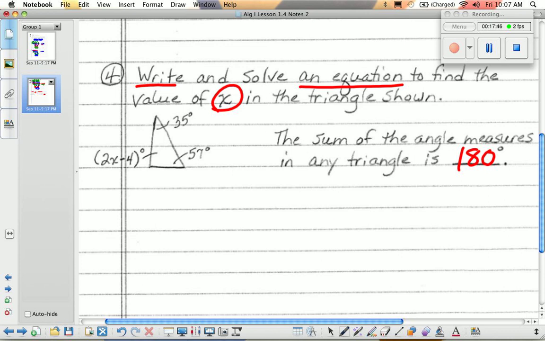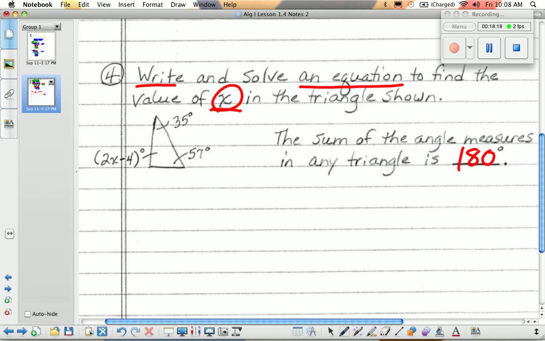Okay? Well, then, since we know that, and they gave us a picture with some angle measures, anybody think they know what kind of an equation we could set up here to help us solve for x? That's what we're solving for. It says solve to find the value of x. The sum of all the angle measures in a triangle is 180 degrees.